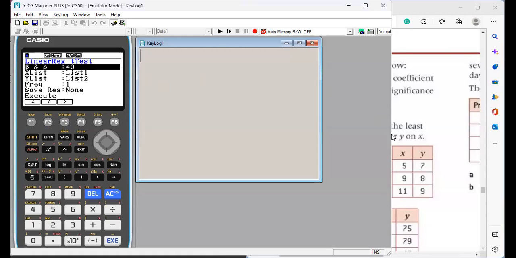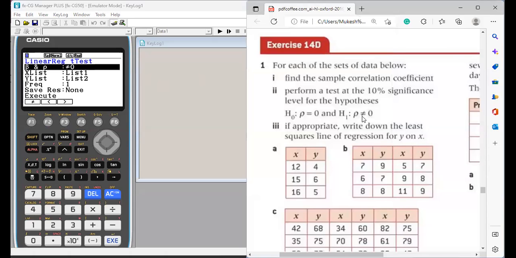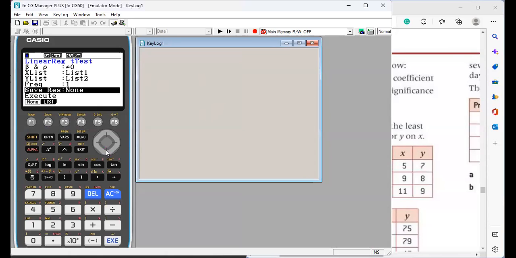As you can see on your screen, this test is for rho not equal to 0. It's already written. Execute, and you can see we have T, P, degrees of freedom and so on, but here we need to look only at the p-value. The p-value is 0.1033, so we'll write this value.